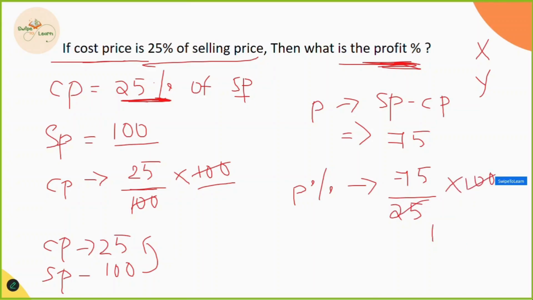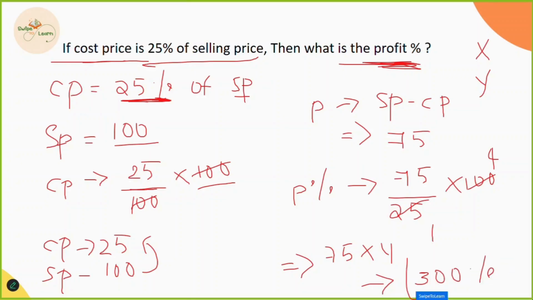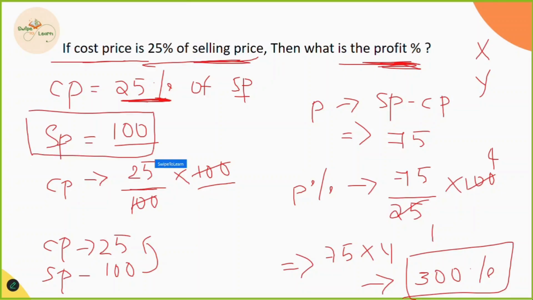25 ones are 25, 25 fours are 100. So that means 75 into 4 is the profit percentage, which is 300. So the profit percentage is 300. Whenever a value is not given, consider it as 100. Don't consider it as X and Y.